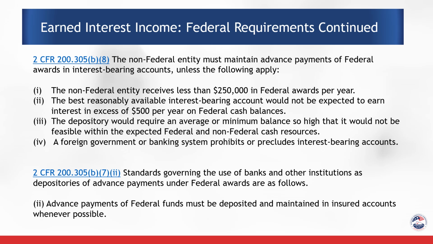An additional regulation in subset of 200-305, the standards governing the use of banks and other institutions for advance payments under federal awards, are as follows. Advance payments of federal funds must be deposited and maintained in insured accounts whenever possible. So do be sure that if it's on you to deposit your HAVA funds into an interest-bearing account, that you're doing so with a fully insured bank.